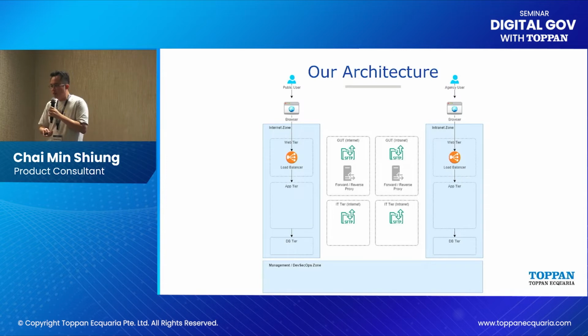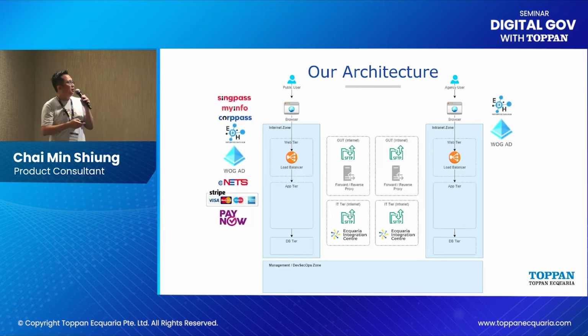So this is our architecture. For all government system implementations, we all know we need to comply with government architecture standards and requirements, namely the AIAS architecture. I'm sure maybe not everyone, but some of you may have seen this architecture diagram. It shows you the AIAS architecture with intranet zones, and the IT tier, which is the integration tier, and the GUT in the middle.